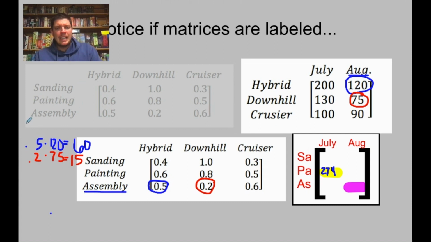Okay. And then I'm going to go ahead and take 0.6 and then 90. I'm going to multiply those together. So 0.6 times 90. Okay. So my calculator, 0.6 times 90 is 54.